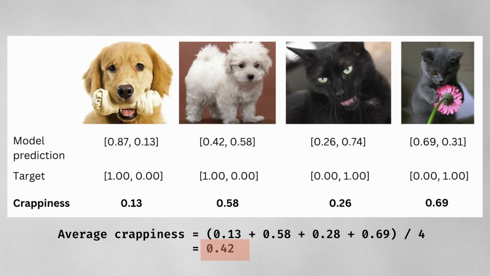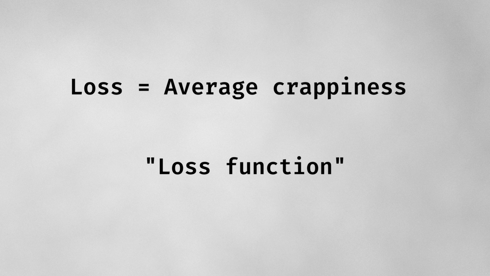And this average crappiness score is really interesting. We have a single number that tells us how bad our model is. It doesn't matter how many dimensions our inputs or outputs have, or even what kind of data it is. We can always boil it down to one number. And because machine learning researchers are grown-ups, unlike me, they call this average crappiness score a loss. And the logic to calculate that score, in this case just taking the difference, is called a loss function.